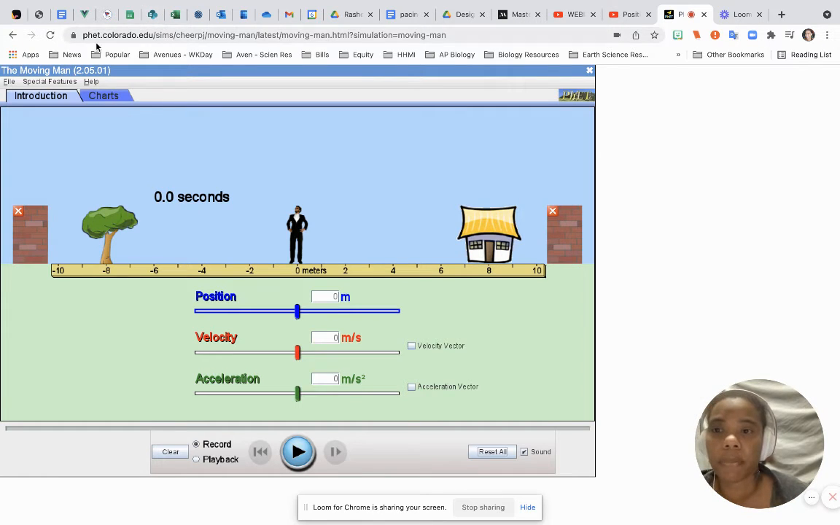So you can go to this website here. You just go to phet.colorado.edu and you look for the moving man simulation.